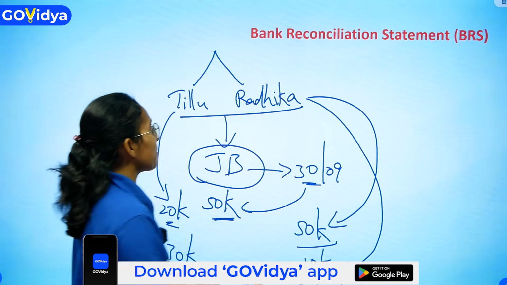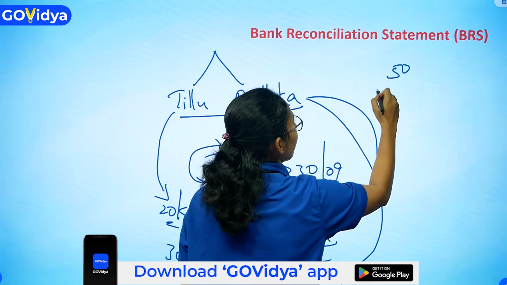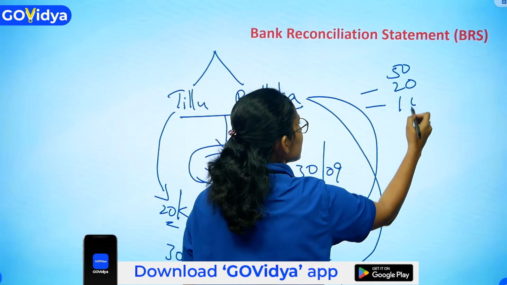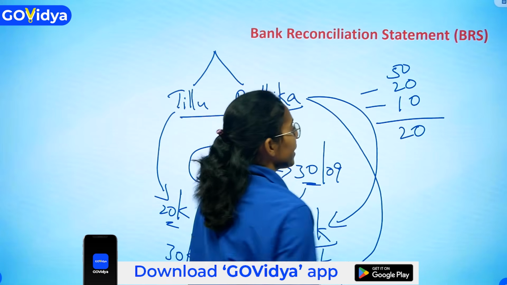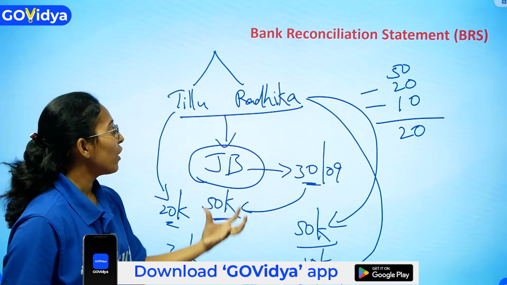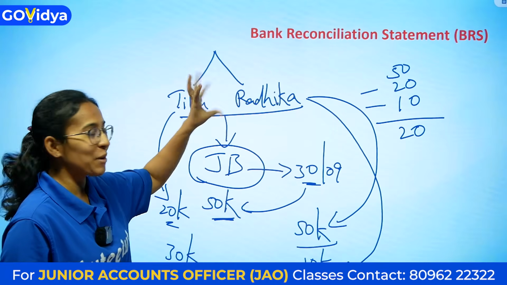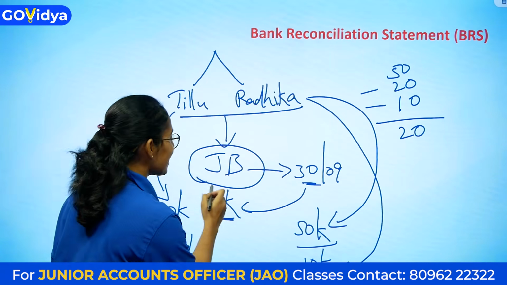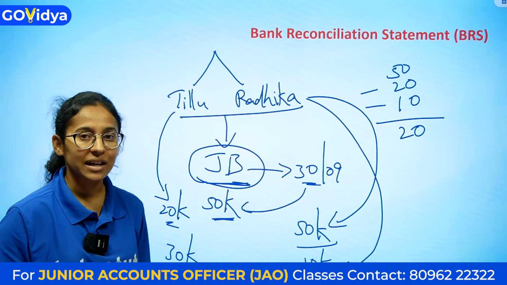What is the closing bank balance? 50,000 minus 20k, which is spent by Tillu, minus 10k, which is spent by Radhika. So technically the closing balance as per the bank is 20,000. Now, finally, the day has arrived. Because of the hurdles or the obstacles between them, they both decided to break this joint bank account. So what they will do, they will be reconciling it, right?